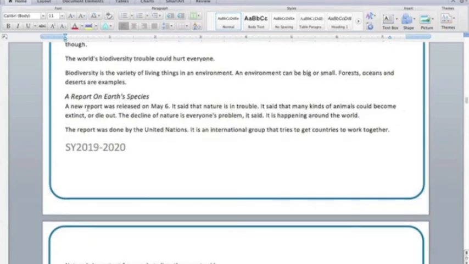Let's keep going. A report on Earth's species. A new report was released on May 6th. It said that nature is in trouble. It said that many kinds of animals could become extinct or die out. The decline of nature is everyone's problem, it said. It is happening around the world. Is there anything we want to circle or underline here that we just learned? Key details or important words that we may not understand?